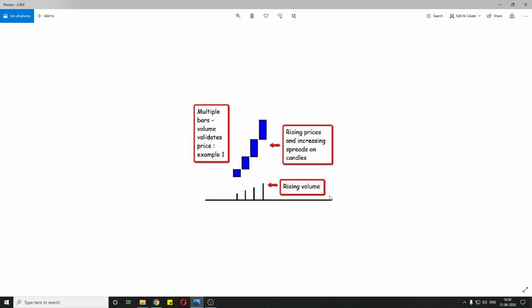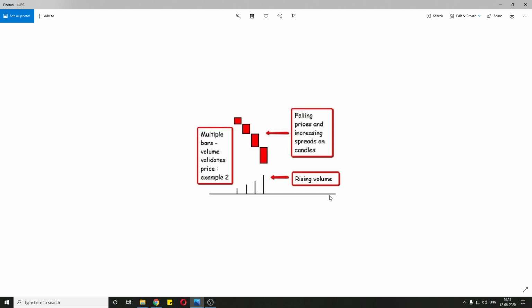This is an example of an uptrend where we see rising prices, rising spread on the candle and increasing volume. So this is a validated uptrend. In this example, we get a downtrend and the prices are falling with increasing spread on the candles and the volume is also rising, indicating that the downtrend is good and there is nothing wrong with the downtrend.